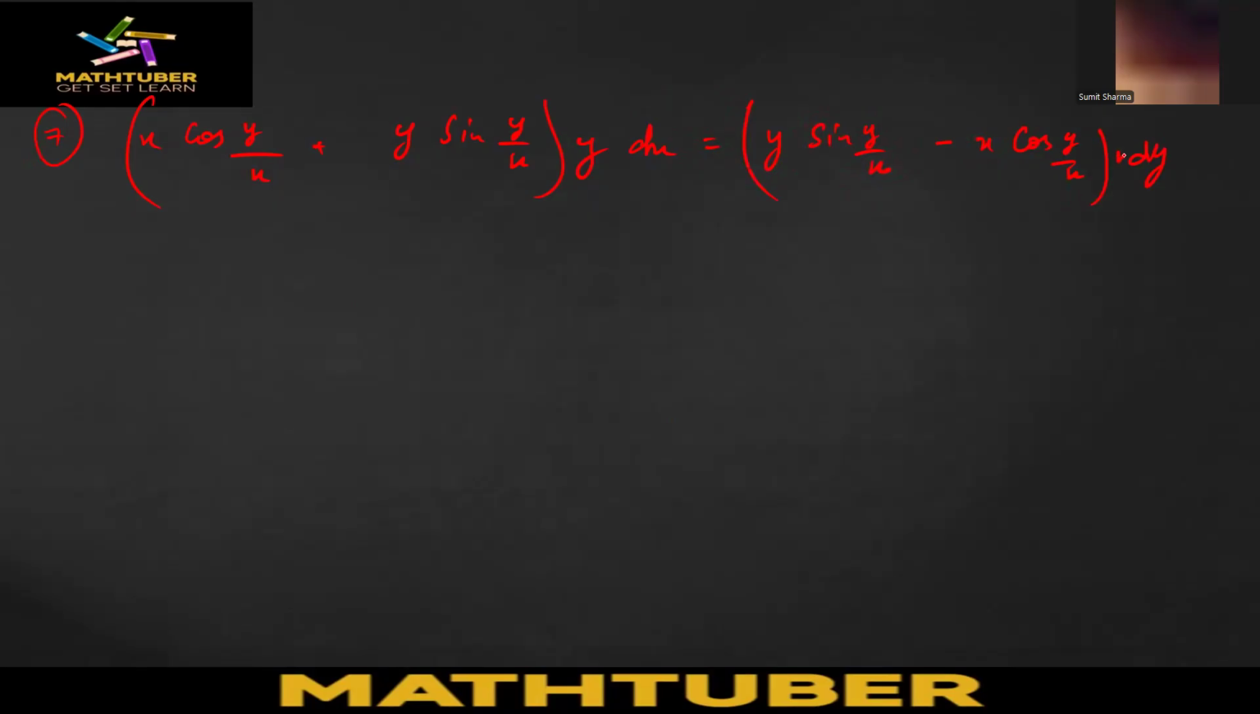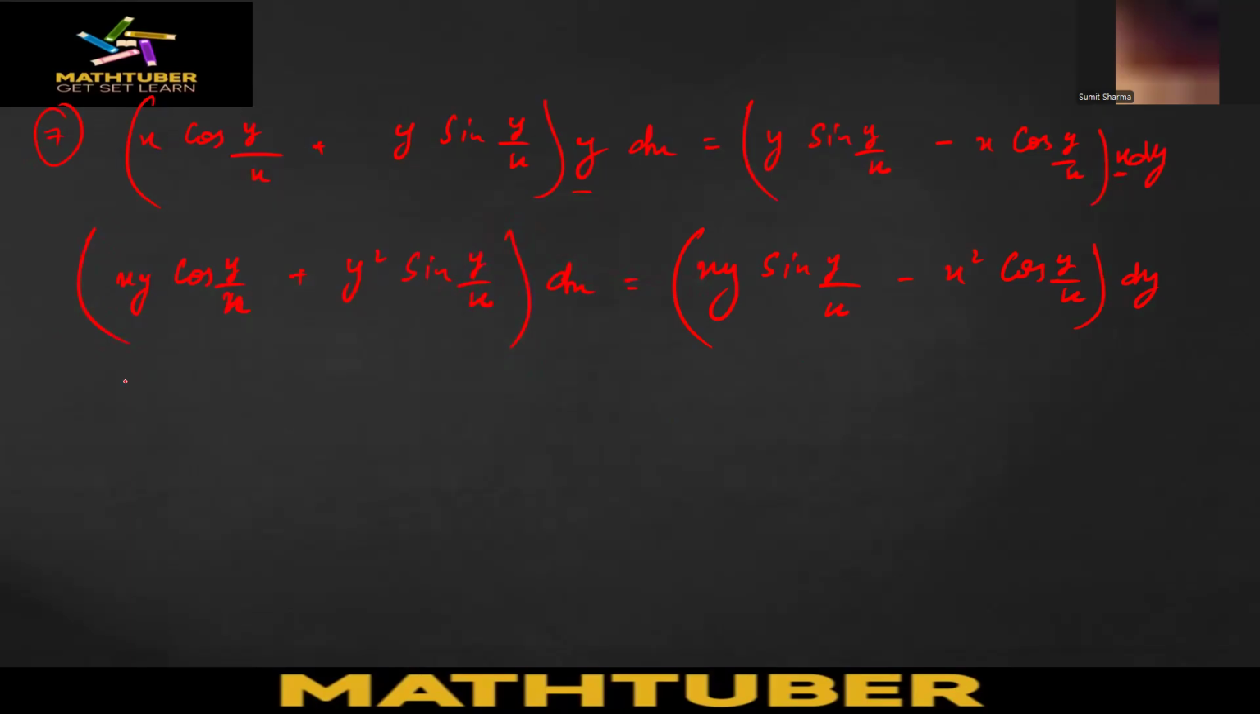Whole x dy, sorry. So now, first of all, multiply this y to every term and similarly multiply this x to every term. You'll get xy cos y by x plus y square sin y by x whole dx is equal to xy sin y by x minus x square cos y by x into dy.